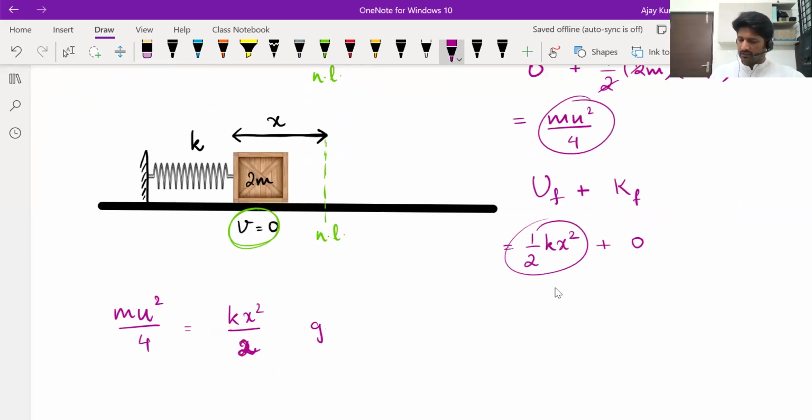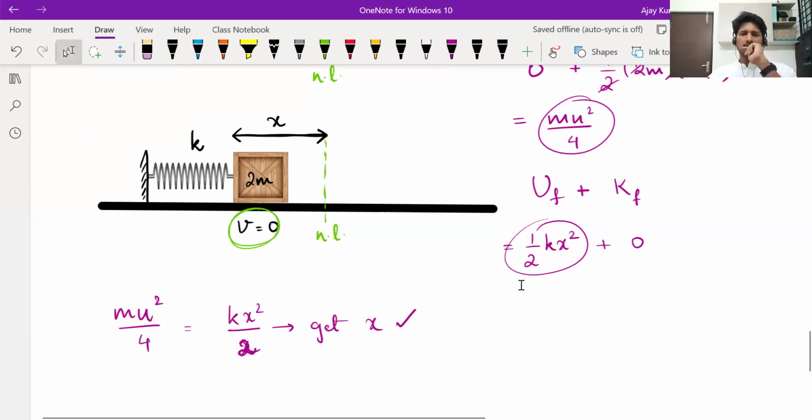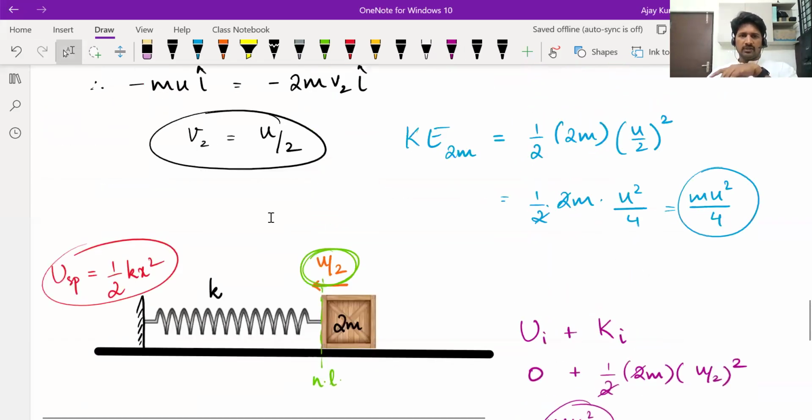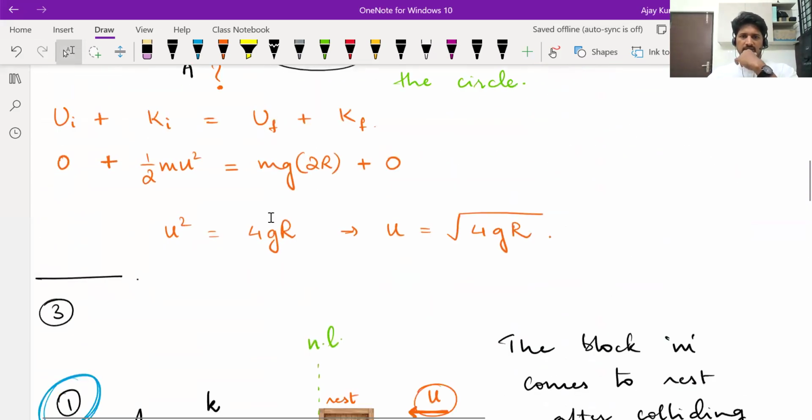And from there you can get x. That's the maximum compression in the spring. That part you can do. So let's go back to the original question that was asked.